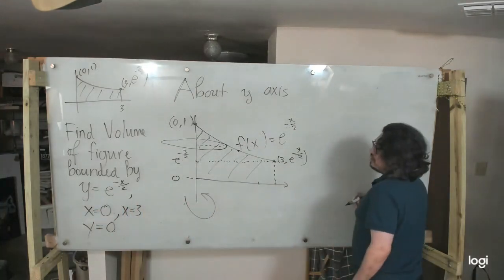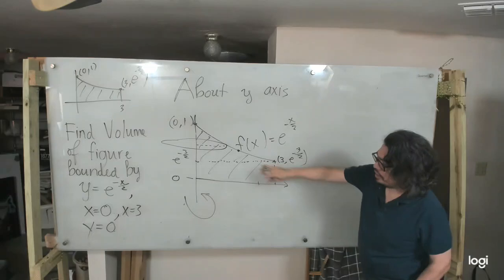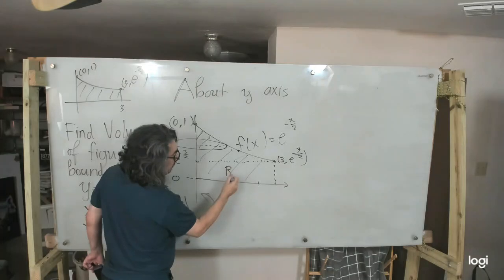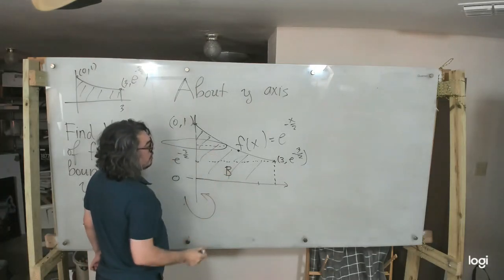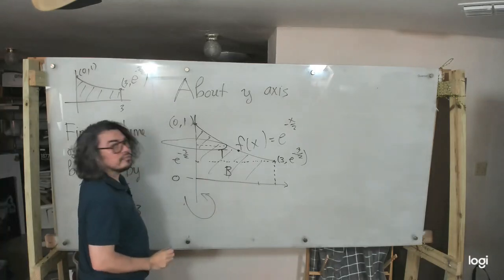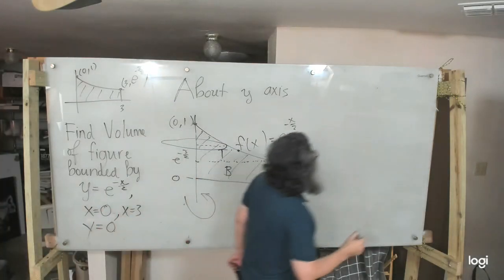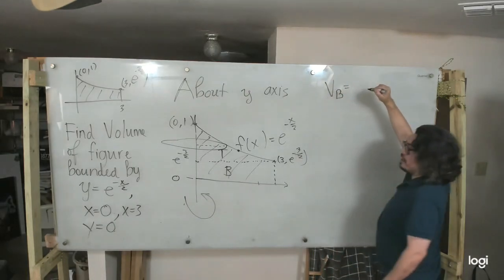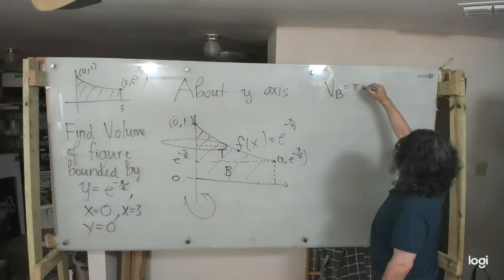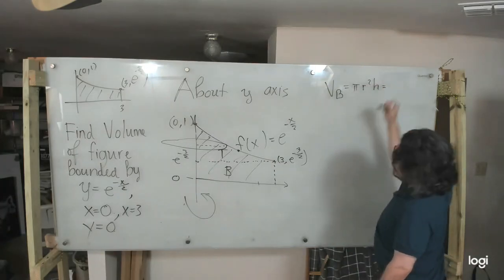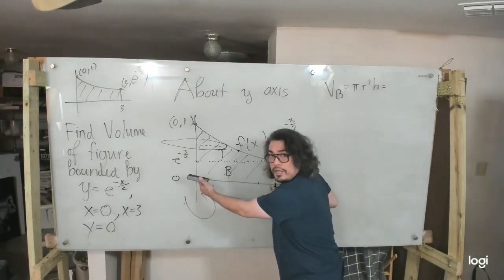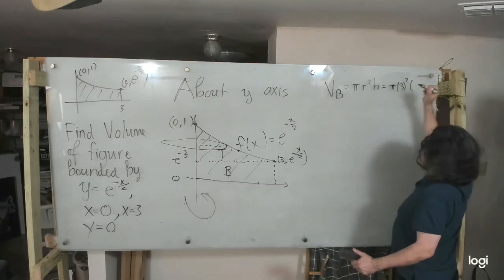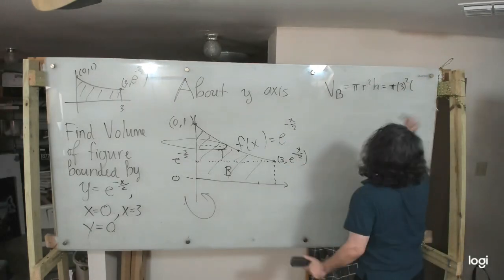Okay. So let's call the bottom figure that'll occur from this revolution the bottom. We'll call it B, and we'll call this upper figure the top. Okay, no surprise there. So the volume of the bottom, which we'll call VB, is just going to be the volume of a cylinder, pi r squared h. In this case, the r is going to be the 3, right? So pi times 3 squared times the height, which will be e to the negative 3 over 2.